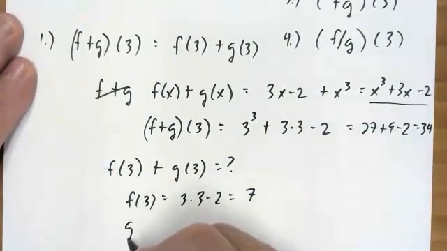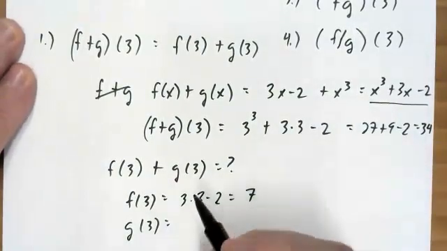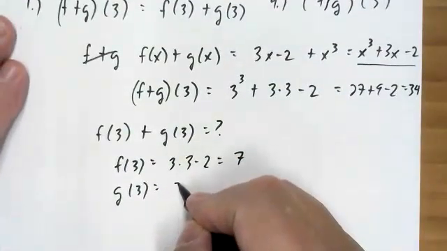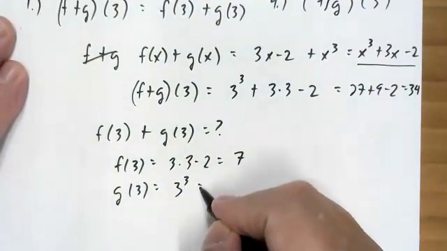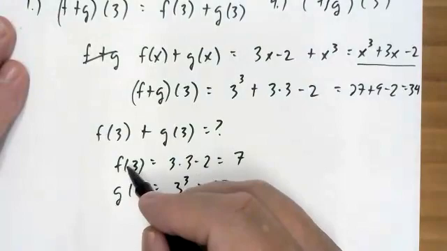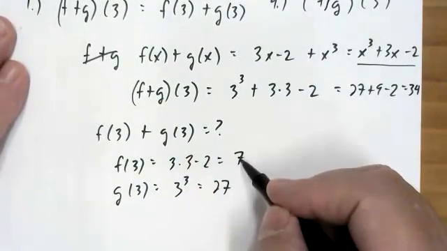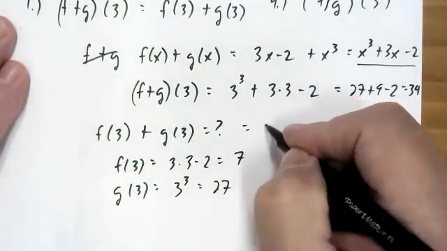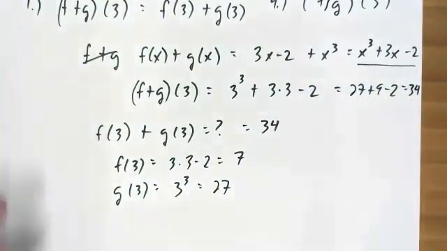And then I want to do g of 3. Here's my g function, x cubed, plug in 3 for x. 3 cubed, which is 27. And now I simply have to add these together. 7 plus 27 is 34.